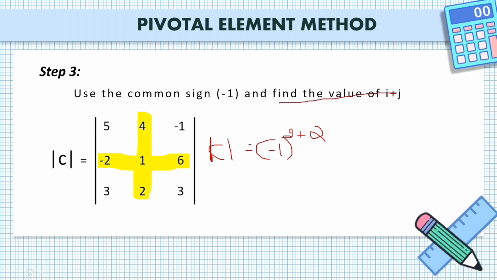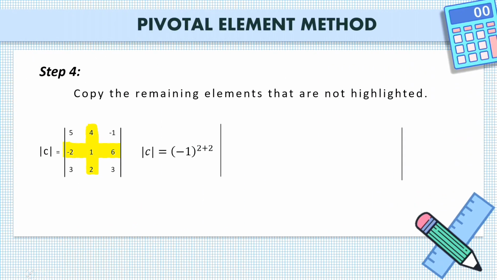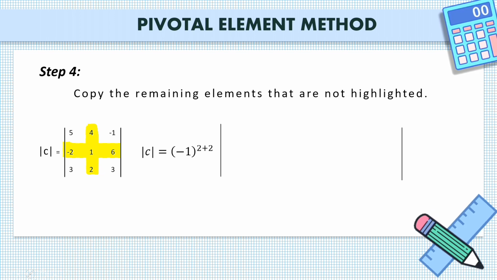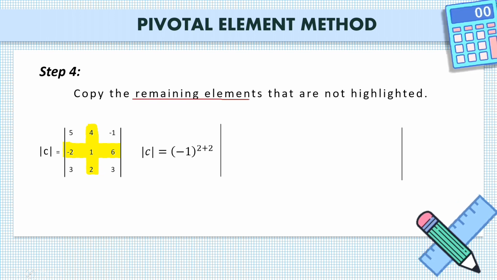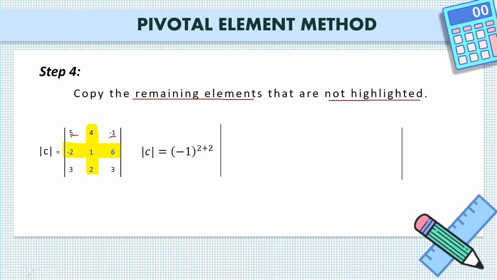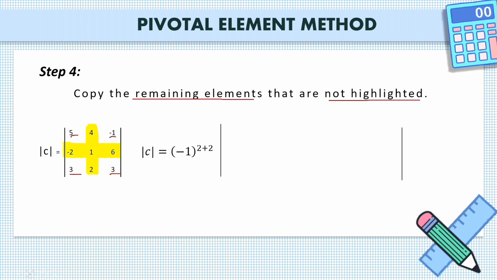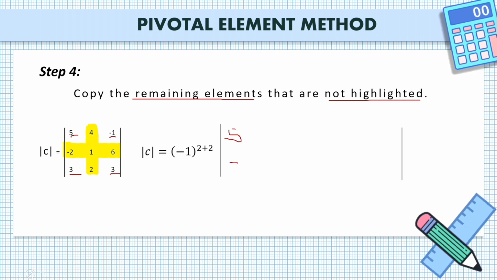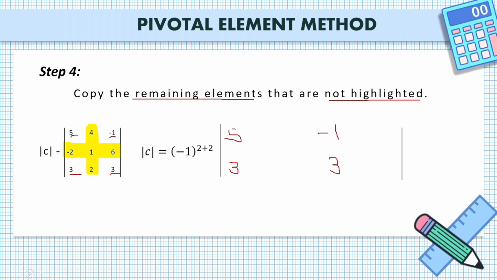Step 4. Copy the remaining elements that are not highlighted. Kokopya daw natin yung remaining elements na hindi naka-highlight. So, ano ba mga elements ang hindi naka-highlight? Ang 5, -1, 3, and 3. So, ayan. 5, 3, -1, and 3. Ayan. Copy na. Next, step 5.